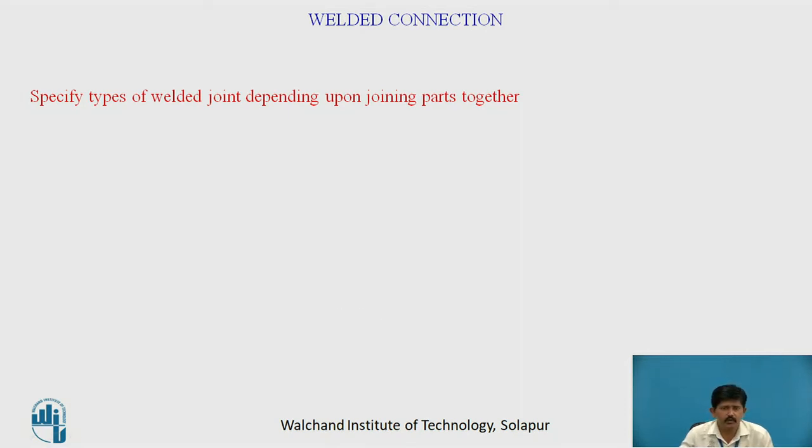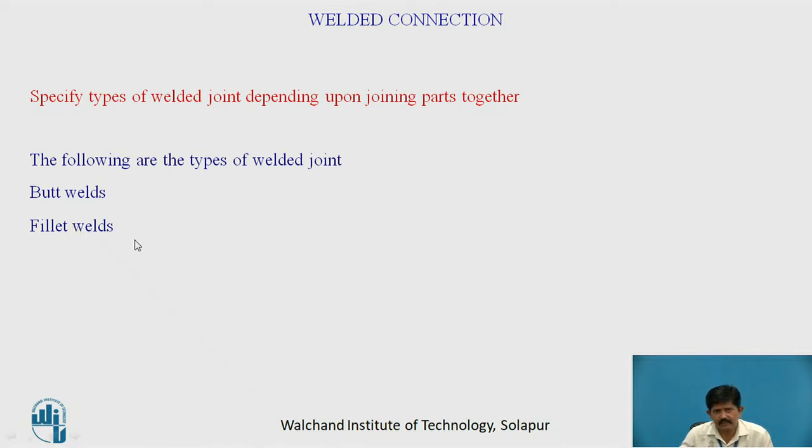Here, pause the video and try to write the answer on a paper. So, the following are the two types of welded joint, that is butt welds and fillet welds.